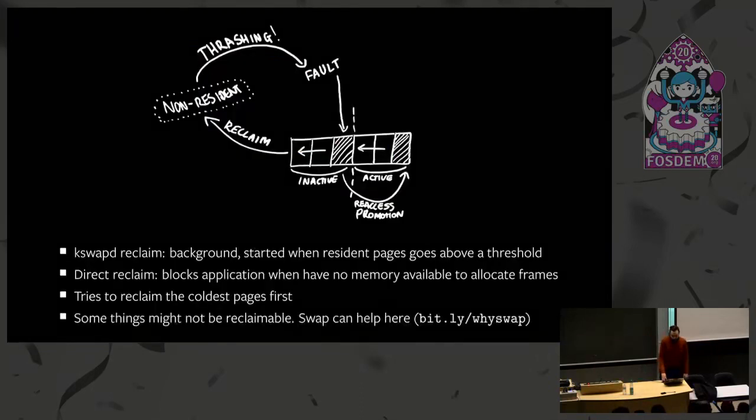Well, how does reclaim work? So reclaim is this process of trying to free pages. There are multiple different ways reclaim can happen. Two common ways are kswapd reclaim, and another one called direct reclaim. Kswapd reclaim is done in a background kernel thread.